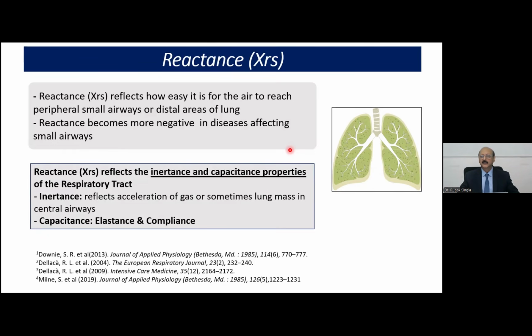Inertance reflects the acceleration of the gas, or sometimes lung mass, in the central airways, while capacitance indicates elastance and compliance. Elastance: if you take the example of new socks, when you stretch them and leave them, they immediately come back to normal. But when they become old, if you stretch them, they do not come back to normal so easily. That means the elasticity is reduced. That is, in simple terms, elastance.